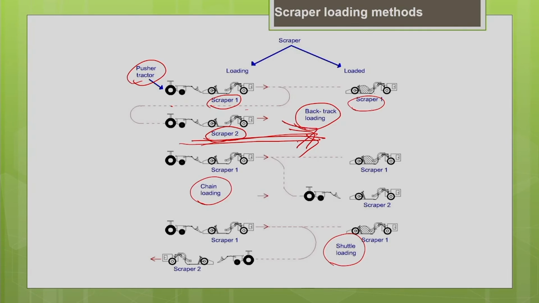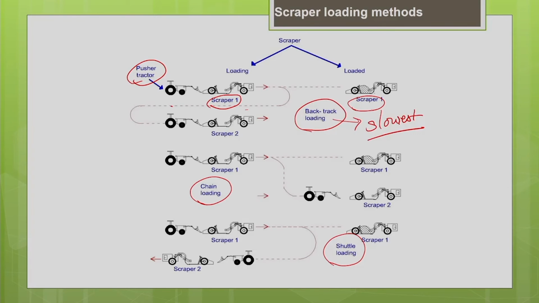It starts moving again in the same direction. So that is your backtrack loading method. One limitation of this backtrack loading method is it needs additional time for returning back, backtracking. So that is why we call this the slowest method. This is the slowest of all the methods which we are going to discuss now.